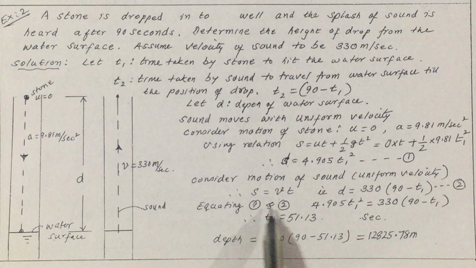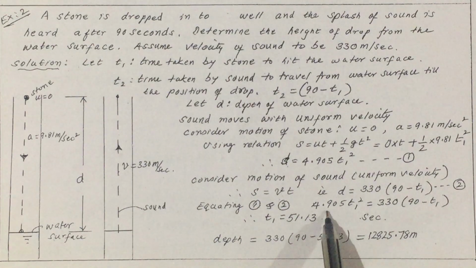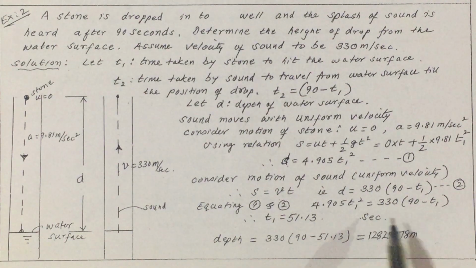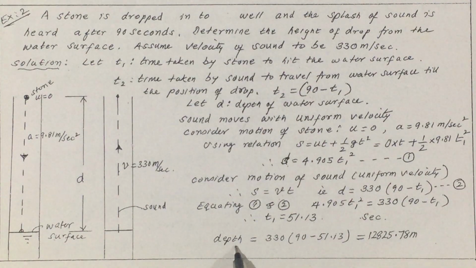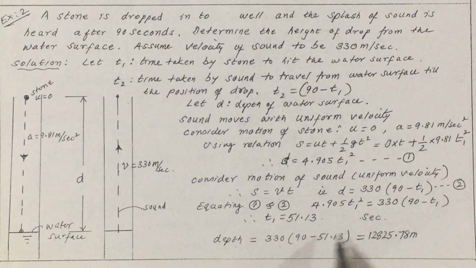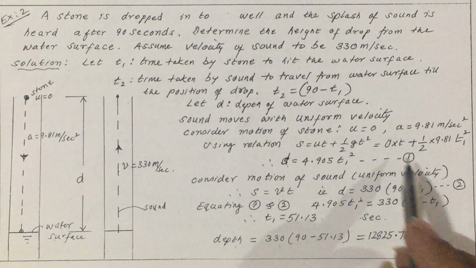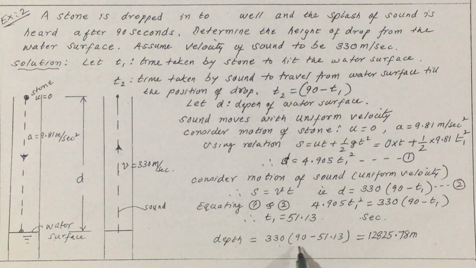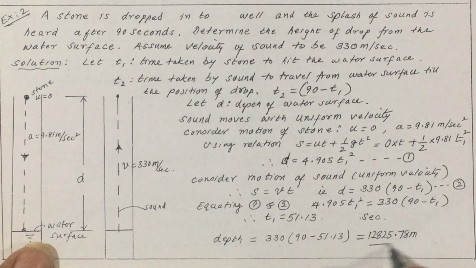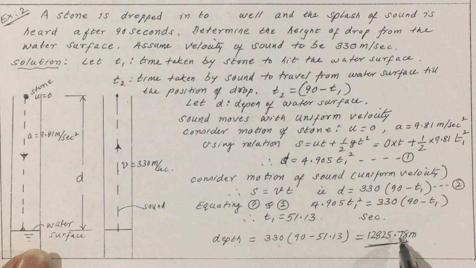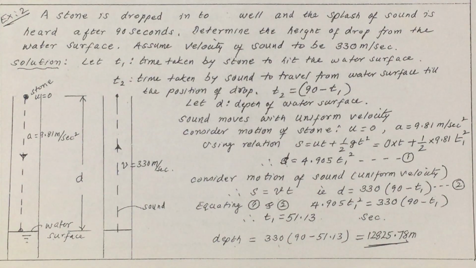Then equating equation 1 and 2, you are going to get T1 is equal to 51.13 seconds. Therefore depth D is equal to whatever the values you got, you substitute back either in equation 1 or equation 2. You are going to get it as distance travelled or the depth 12825.78 meters. This is regarding rectilinear motion problems. Thank you.